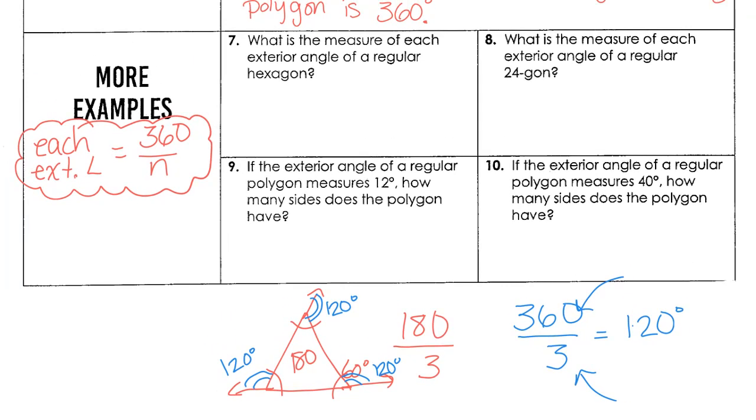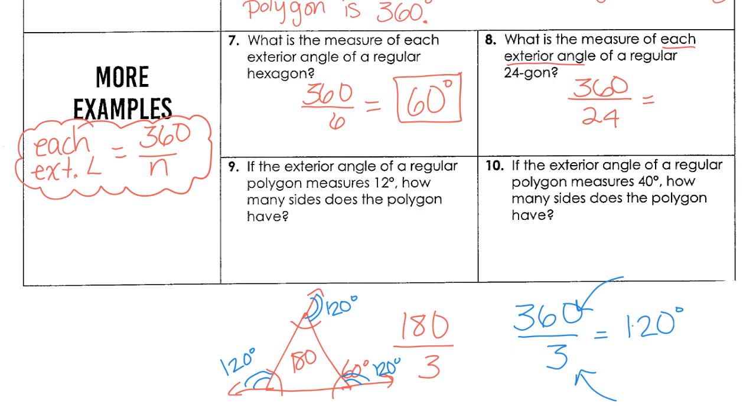Now we can look at number 7 and take 360 divided by, we're trying to find the exterior angle of a hexagon. A hexagon has 6 sides. Therefore, each angle is going to be 60 degrees. Same thing for number 8. You're trying to find each exterior angle of a regular 24-gon, right? So I'm going to divide that by 24. And I get 15 degrees. And also observe how the bigger the number, the smaller the angle.